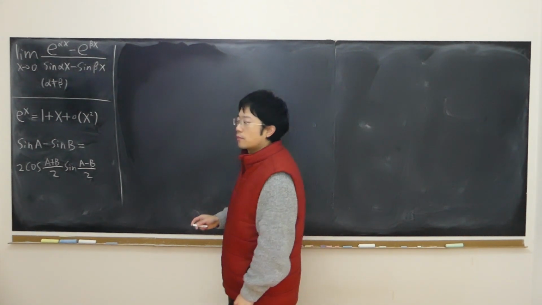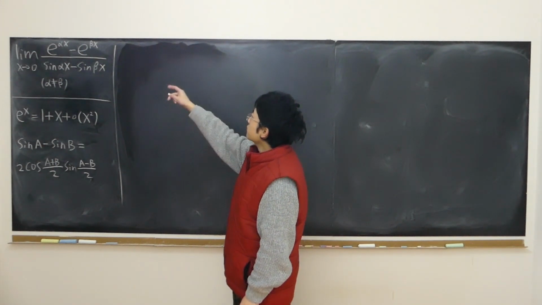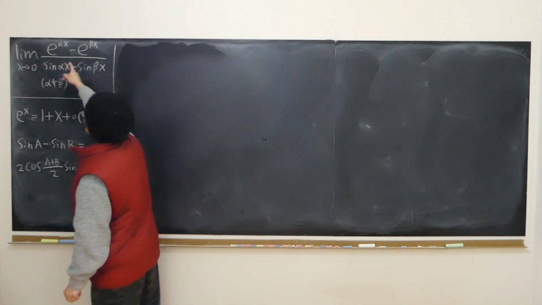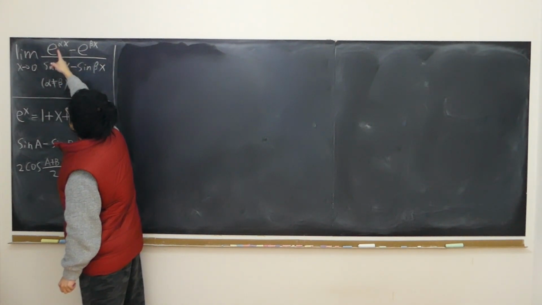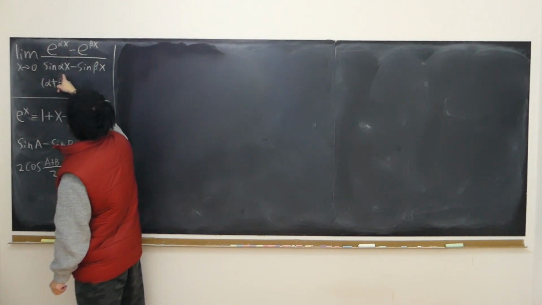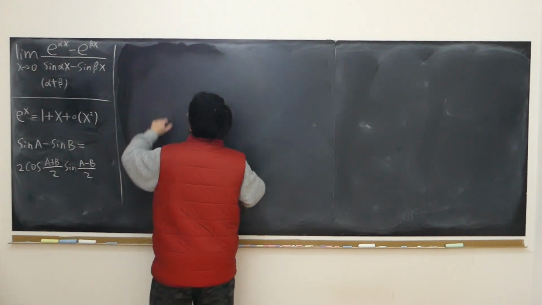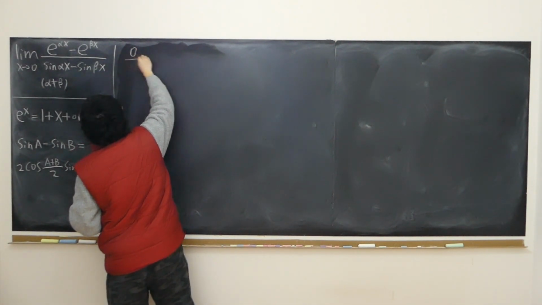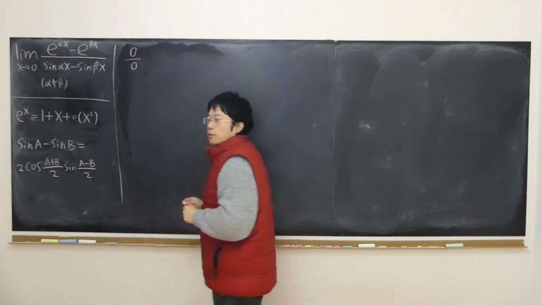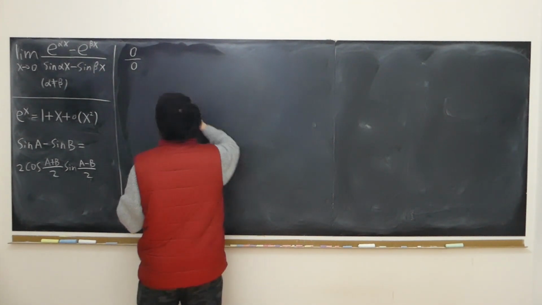So first of all, I observe the bottom and top. Realize that as x approaches 0, both the top and bottom will approach 0, right? So e to the power of 0 is 1, 1 minus 1 is 0. And sine 0 is 0, 0 minus 0 still 0. So it's 0 over 0 type. So it's okay for us to use L'Hopital's rule. So let's differentiate both top and bottom.